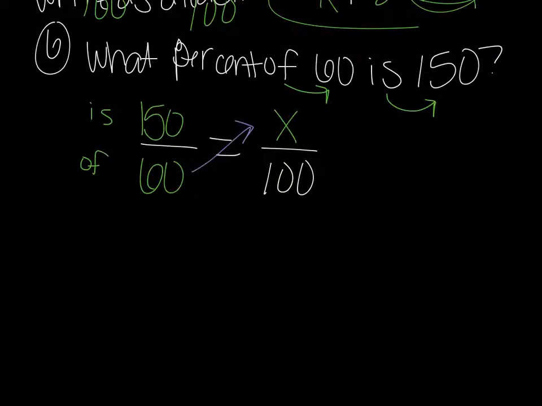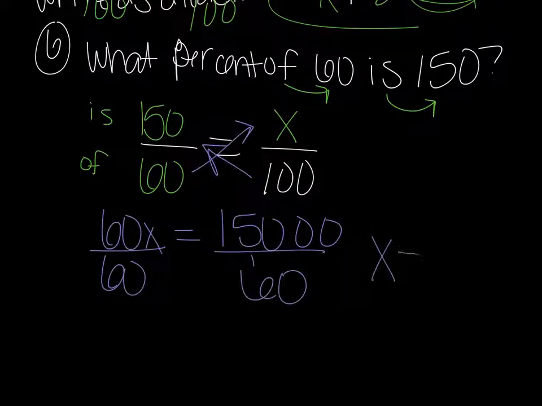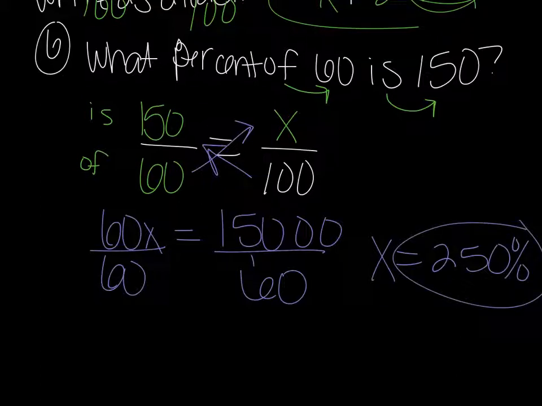And if I cross multiply, I would have 60x. And then my other one would be 15,000. Divide both sides by 60. And 15,000 divided by 60 should give you 250. Okay, but before I move on, what kind of answer was I looking for? A percent. So you have to make sure you put that percent because 250 and 250% are not the same number.